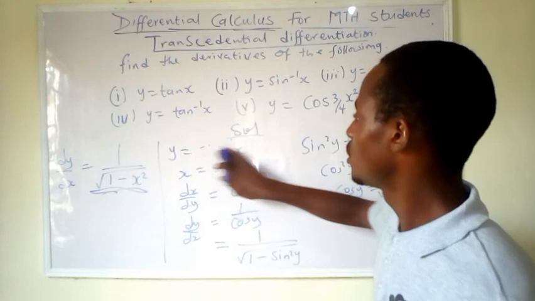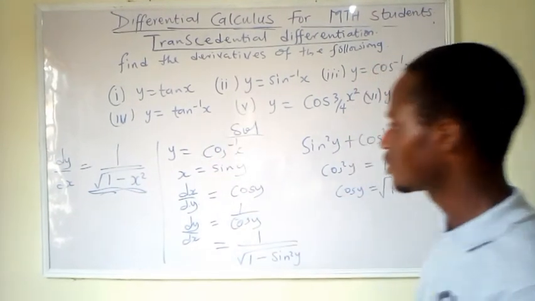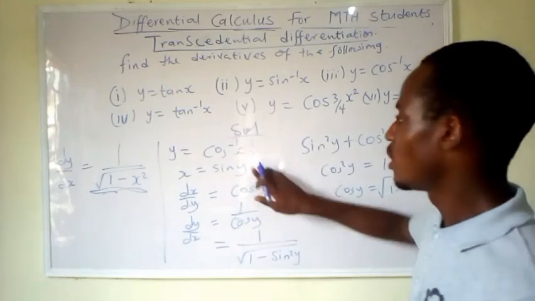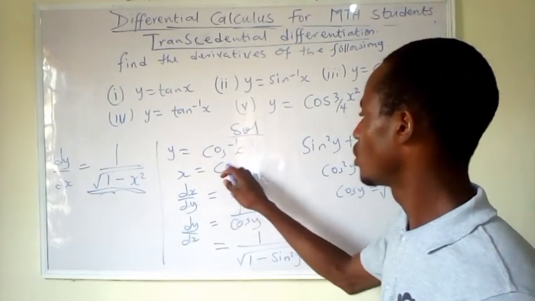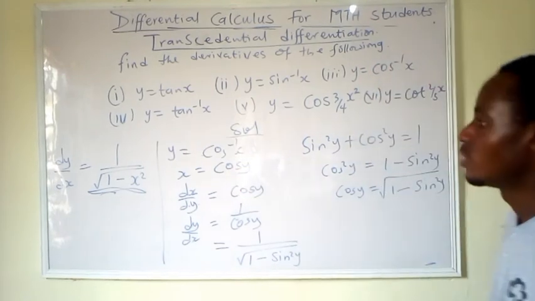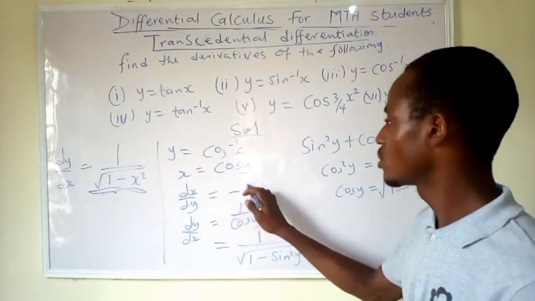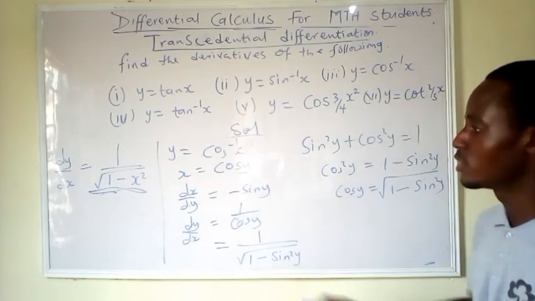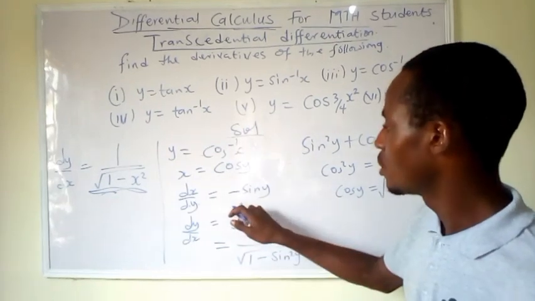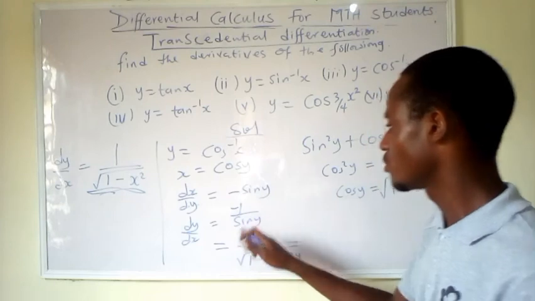And this will be cos arc of x, and x will now be cos y, so that dx dy will be minus sine y, like I've said in the table that the derivative of cos is minus sine. So that this will be minus 1 all over sine y.